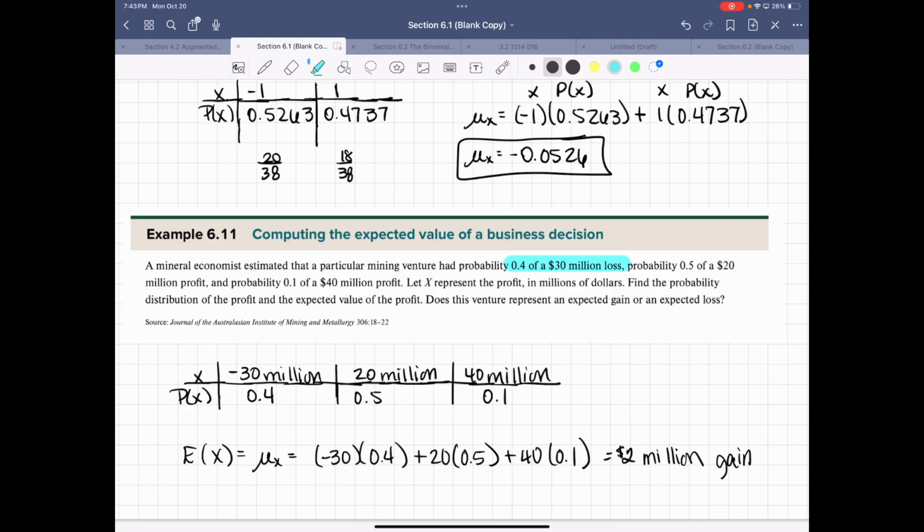Raina's going, I'm not doing this. Yeah, no, I don't have that money. If I had $30 million, I wouldn't be, yeah, anyway.